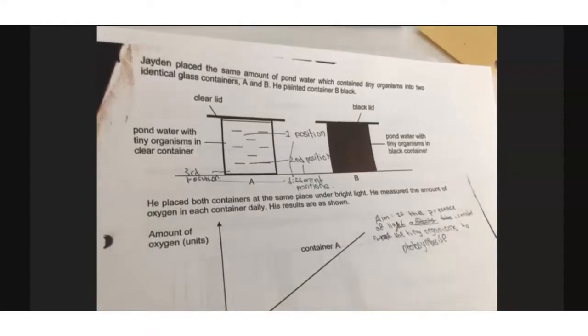Now, when we read such things, we've got to make some assumptions. There's no indication the pond water is from different ponds, so it's a fair assumption that they all come from the same pond. It's also a fair assumption that the organisms are the same kind of tiny organisms. So, same pond water, and same kind of tiny organism. That's only fair because all the wording here suggests that they are the same.